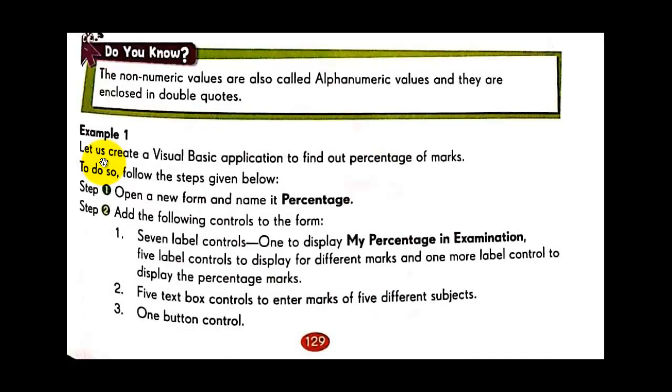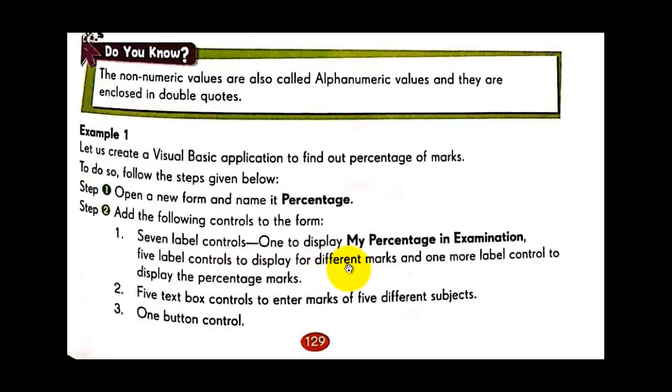Now let's see an example. Let us create a Visual Basic application to find the percentage of marks. To do so, follow the steps given below. Step 1: open a new form and name it Percentage. Step 2: add the following controls to the form. Seven label controls are to be used: one to display the percentage in the examination, and five label controls to display the different marks.